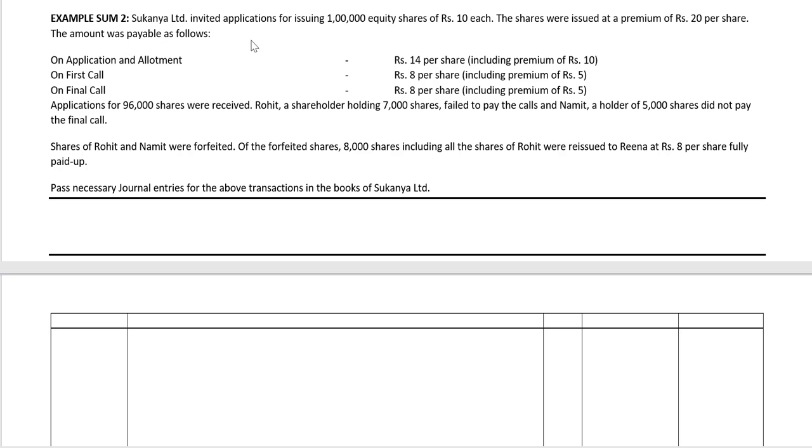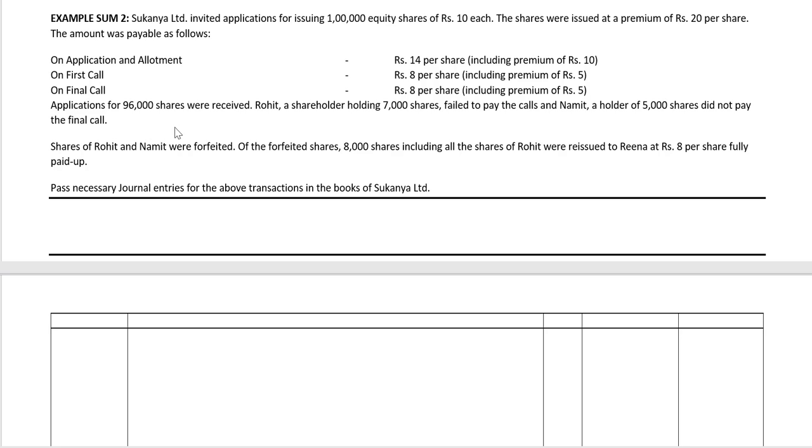Sukanya Limited invited applications for issuing 1 lakh equity shares of rupees 10 each. The shares were issued at a premium of rupees 20 per share. The amount was payable as follows. On application and allotment, rupees 14 per share including premium of rupees 10. On first call, rupees 8 per share including premium of rupees 5. And on final call, rupees 8 per share including premium of rupees 5.